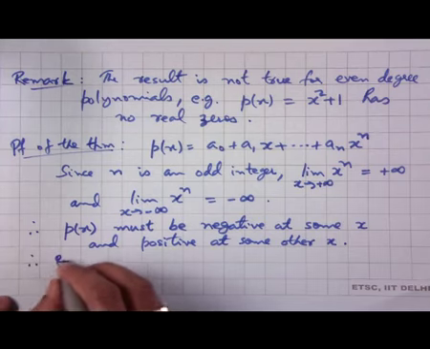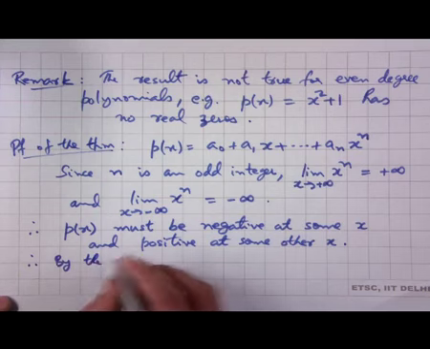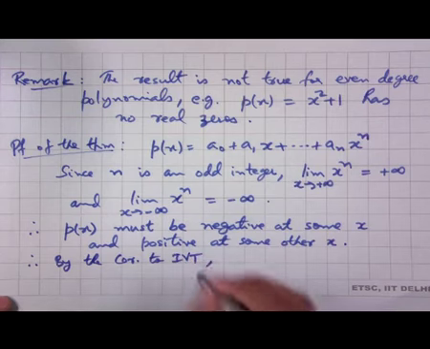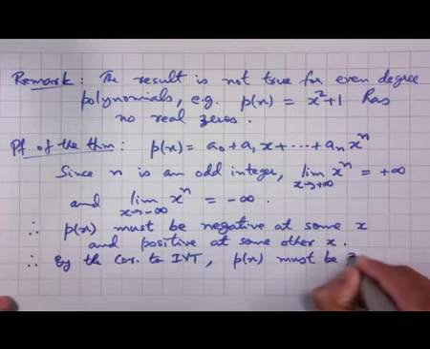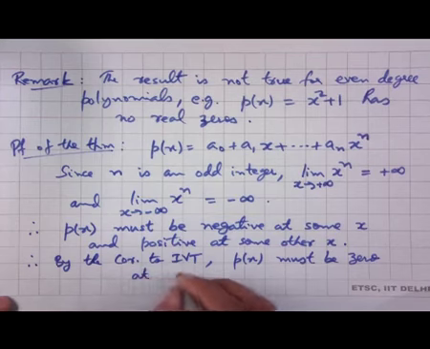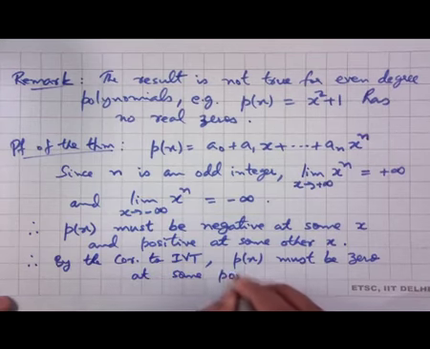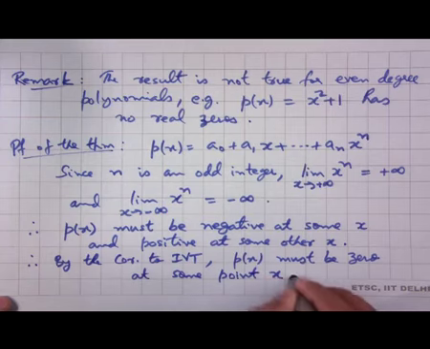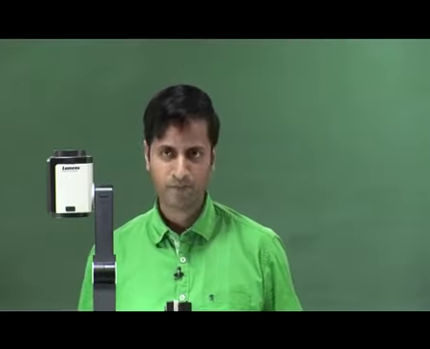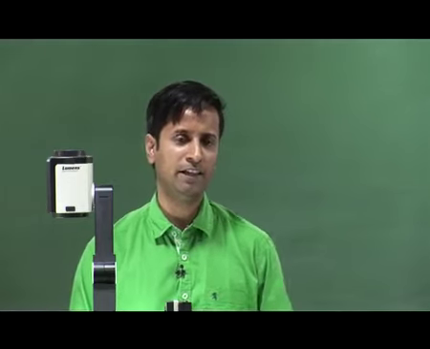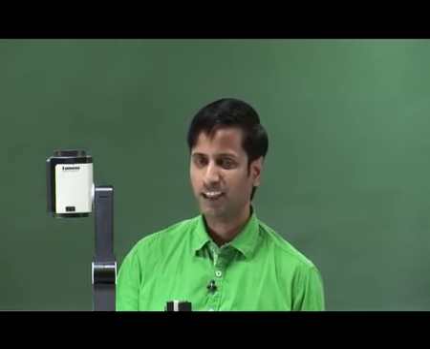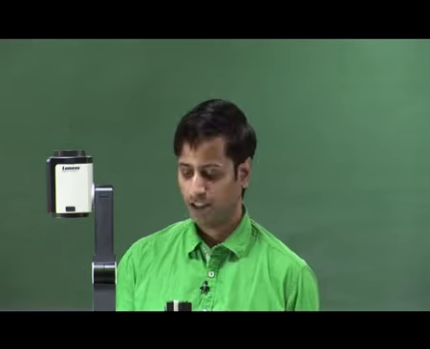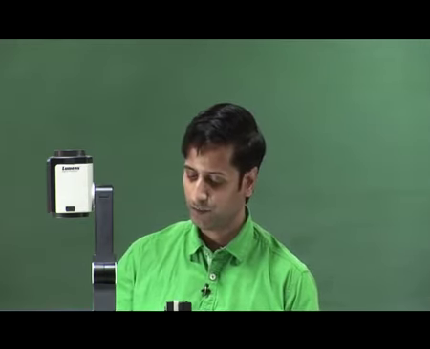So, then by the intermediate value theorem, by the corollary to intermediate value theorem, P of x must be 0 at some point x. So, this is a very important result, that any polynomial of odd degree must have at least one real 0. That means that this must cross the x axis at some point.